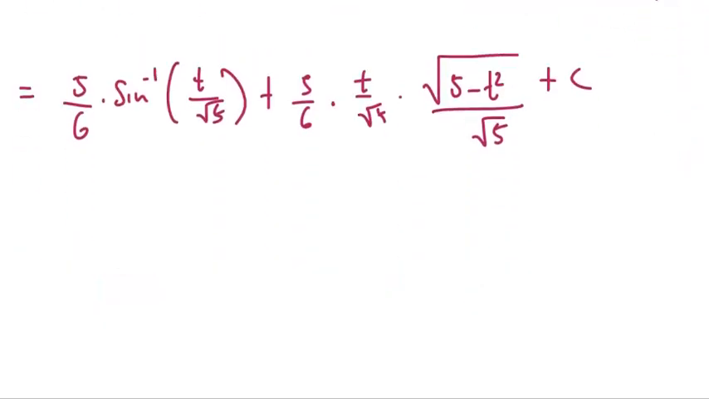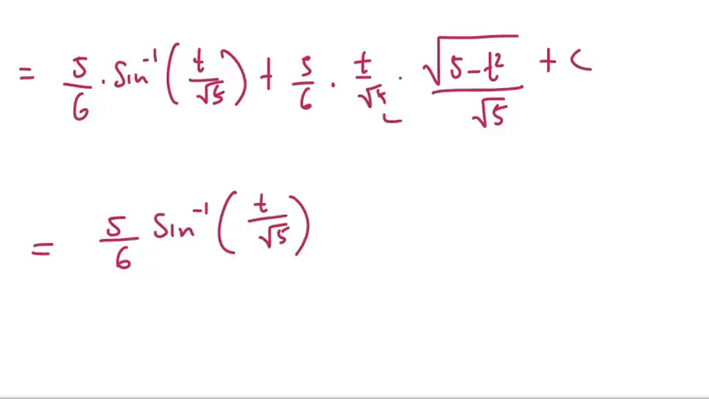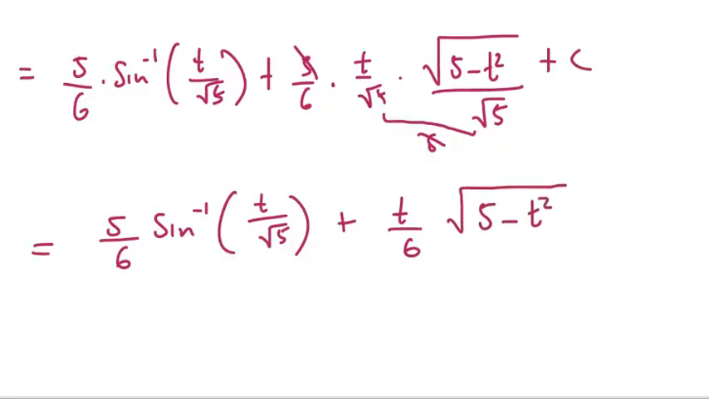Now we need to simplify. So here I is equal to 5 over 6 the inverse sine of t over root 5. So here square root of 5 times square root of 5 is giving us 5. Then this 5 gets cancelled with the 5, and then we're left with plus t divided by 6. Then multiply the square root of 5 minus t squared, and then plus c.